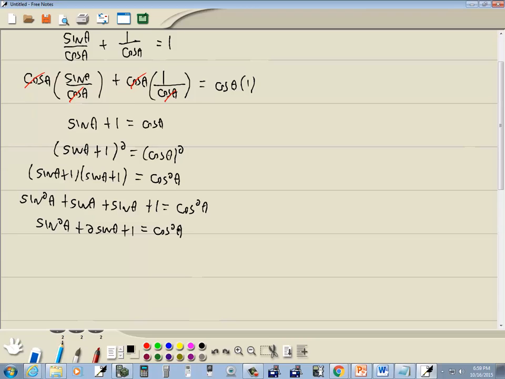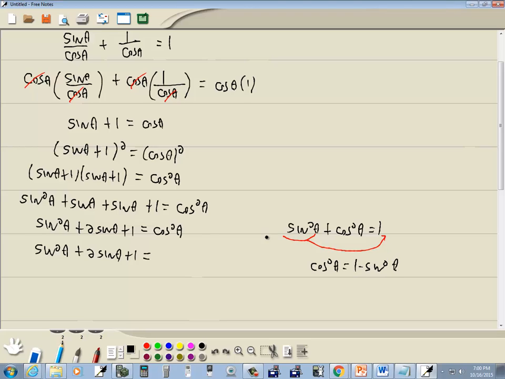Well, we'd like to get them all in terms of sine or cosine. Well, these are already in terms of sine here, but I can rewrite cosine squared. If you think back to your Pythagorean identities, you had sine squared plus cosine squared is equal to 1. And I can take the sine squared and move it to the right side. So we get cosine squared is equal to 1 minus sine squared. So this cosine squared that's on the right side we can replace by 1 minus sine squared.